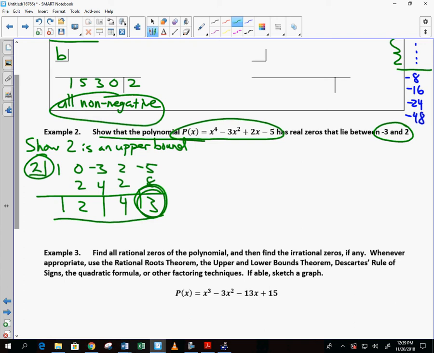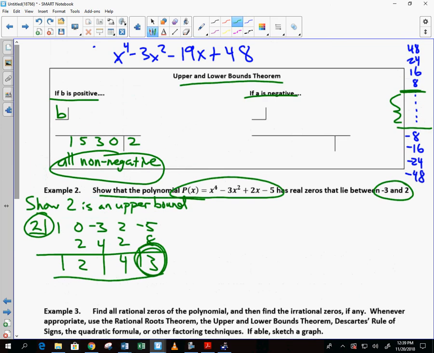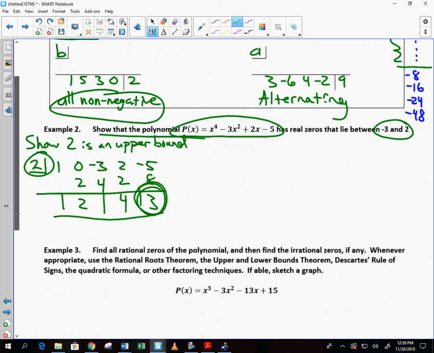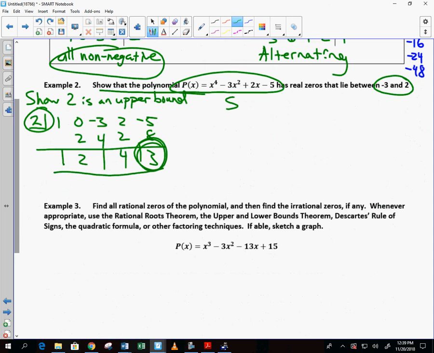If you want to show that negative 3 is a lower bound, if A is negative and you plug it in here, and you get this as a result, 3, negative 6, 4, negative 2, 9. What do you notice about those? They alternate, don't they? If it alternates all the way through, then you know it's a lower bound. So we are going to show negative 3 is a lower bound.